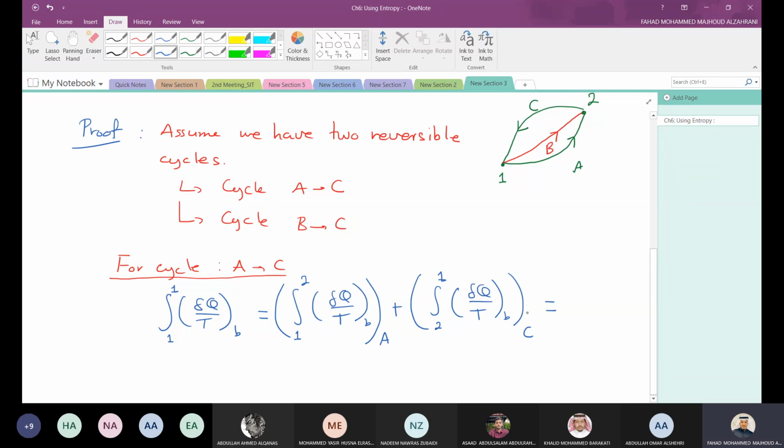These are two reversible cycles. What does that mean? That means the integral for the cycle is equal to minus sigma of the cycle, so it means what is sigma equal to?